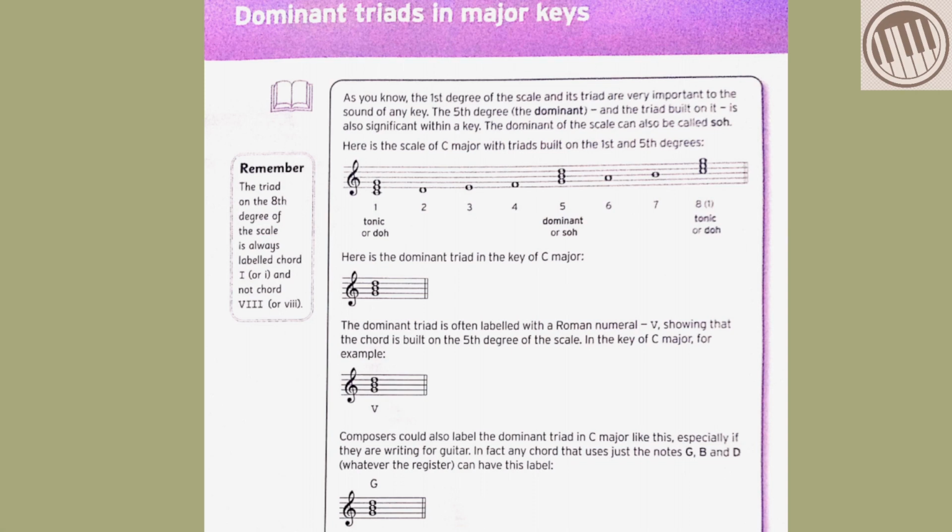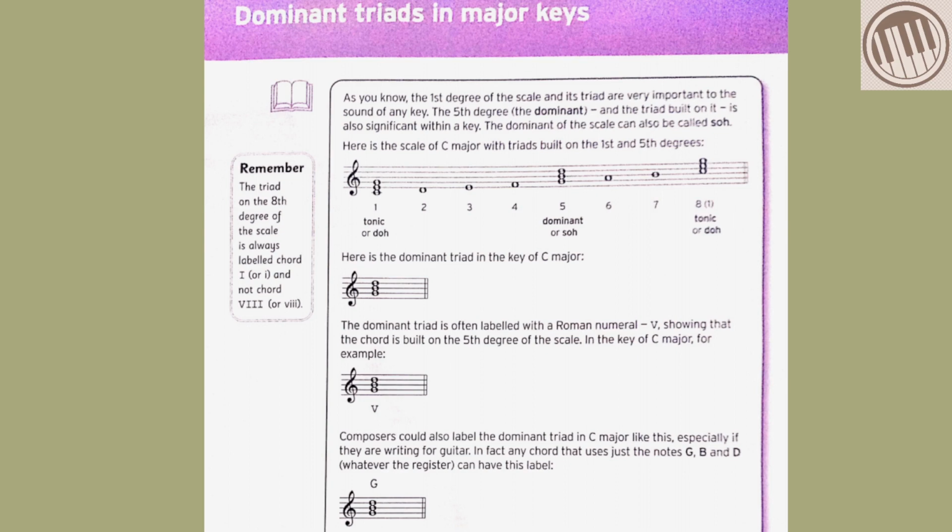So if you can remember, the tonic chord, which is built on the first note of the scale, can also be called a Do, and the 5 chord, which is the dominant chord, can also be called a So when it comes to solfege names. The triad on the 8th degree of the scale is always labeled as the 1 chord. So we don't have an 8th chord here, so make sure you highlight this bubble. So the 1 chord and the 5 chord will always be majors in a major scale. In a minor scale, the 1 chord is a minor and the 5 chord is a major.